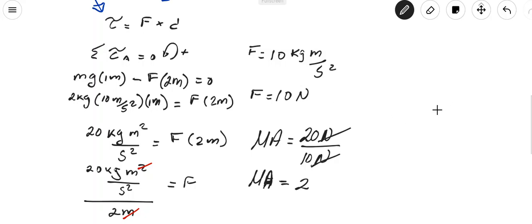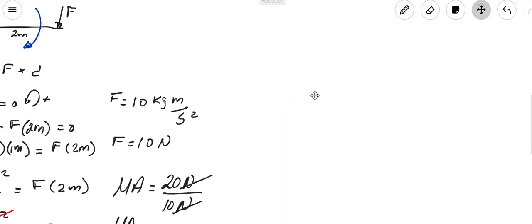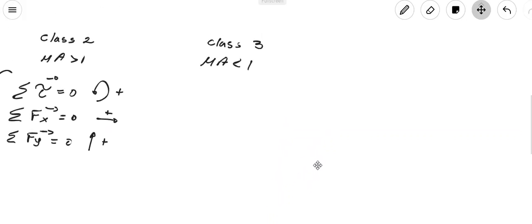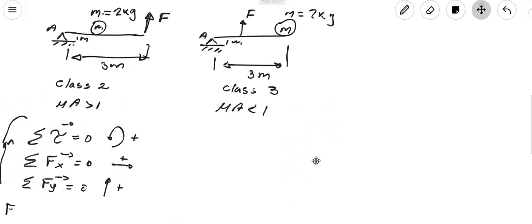So this is a solution of a class 1 lever. A class 2 or a class 3 is basically the same thing. I'm going to explain very quickly a class 3 lever to show you what happens with the mechanical advantage. So we have this class 3 lever here.